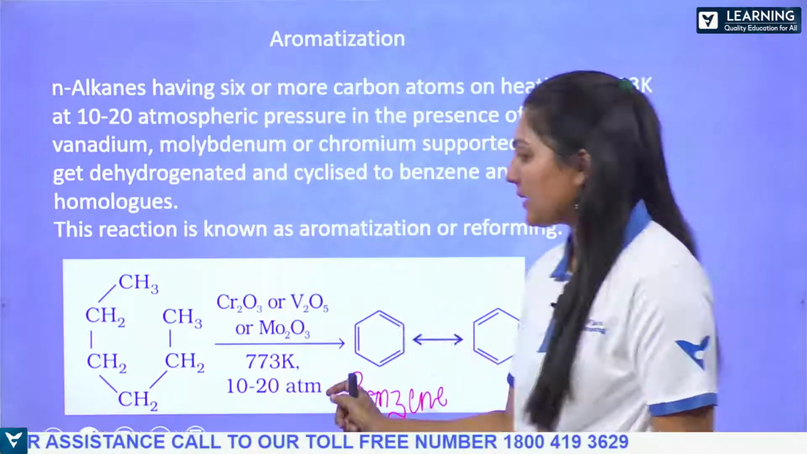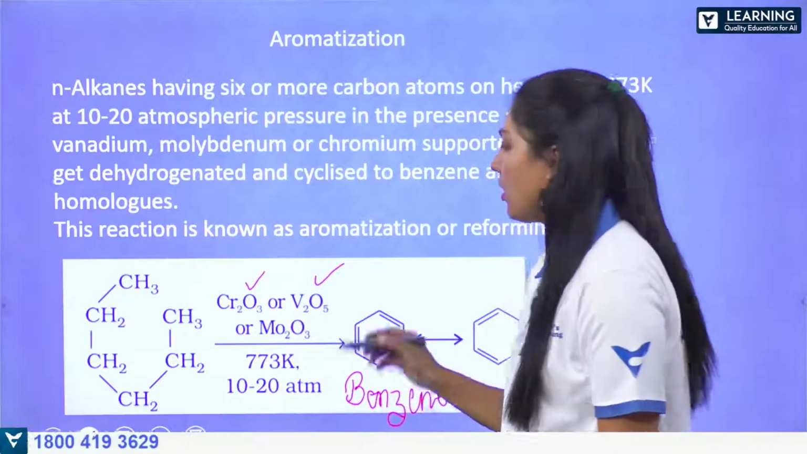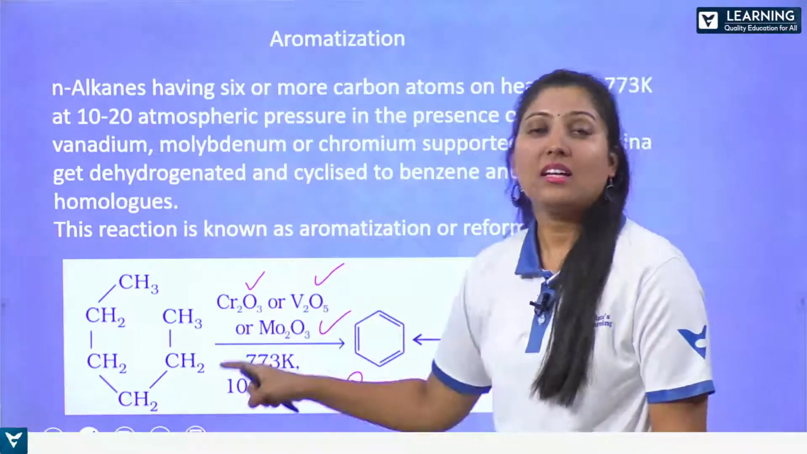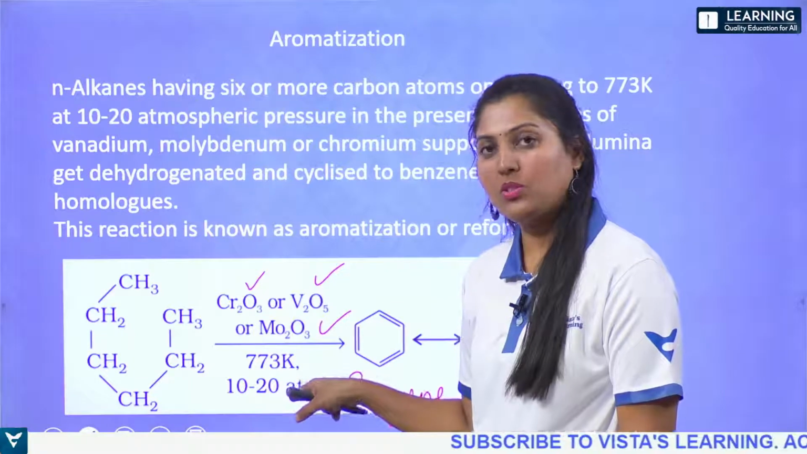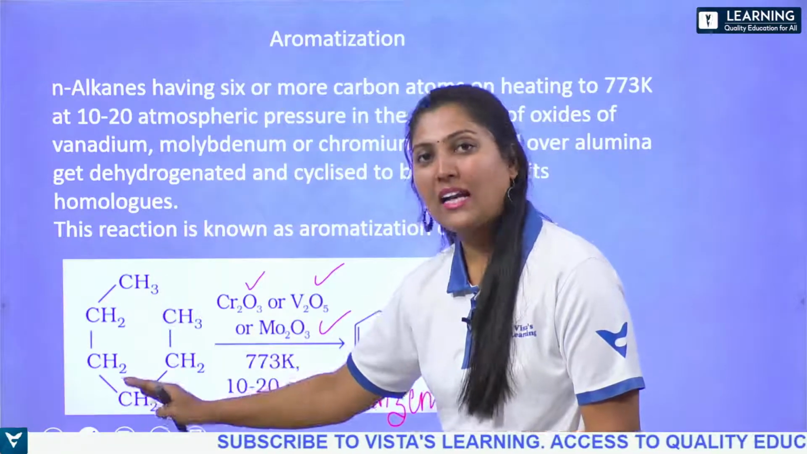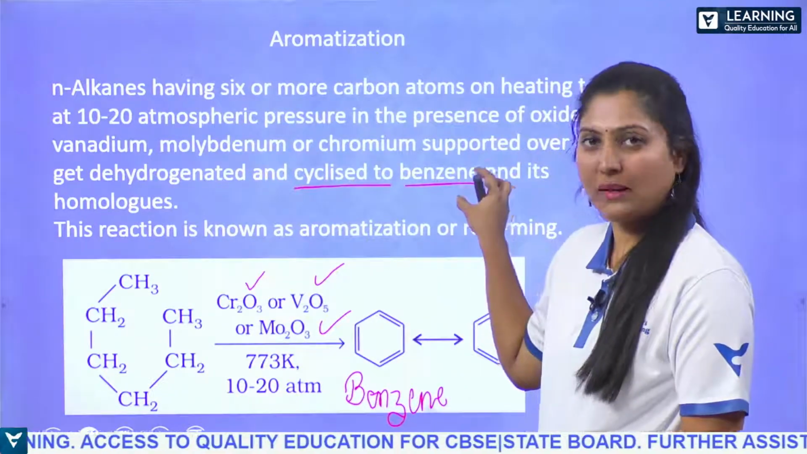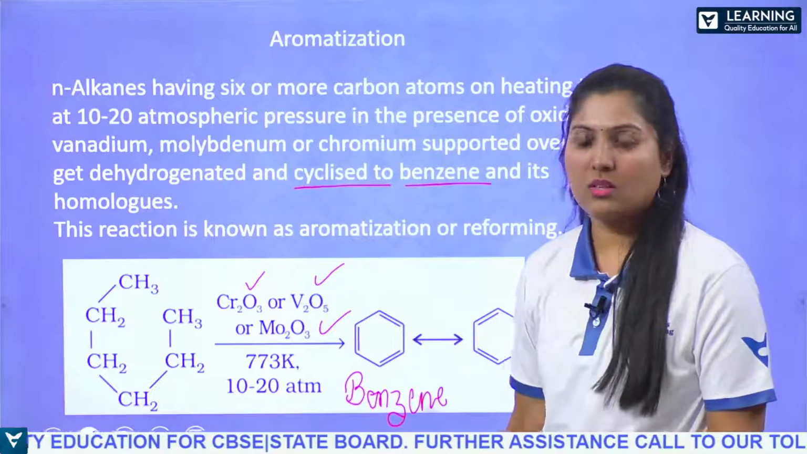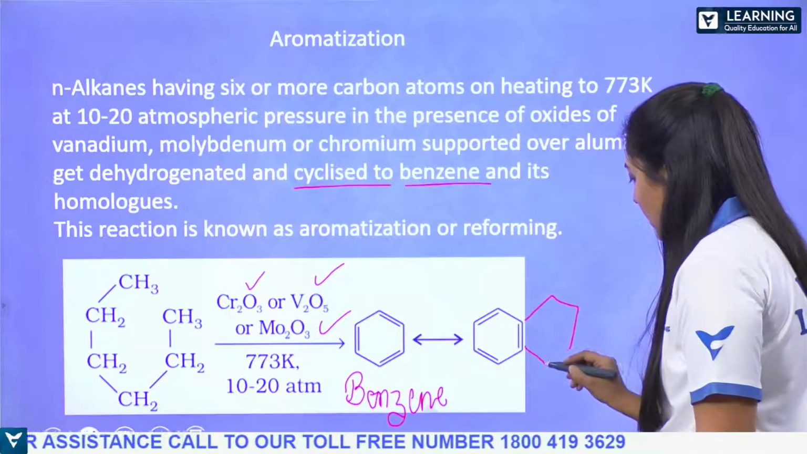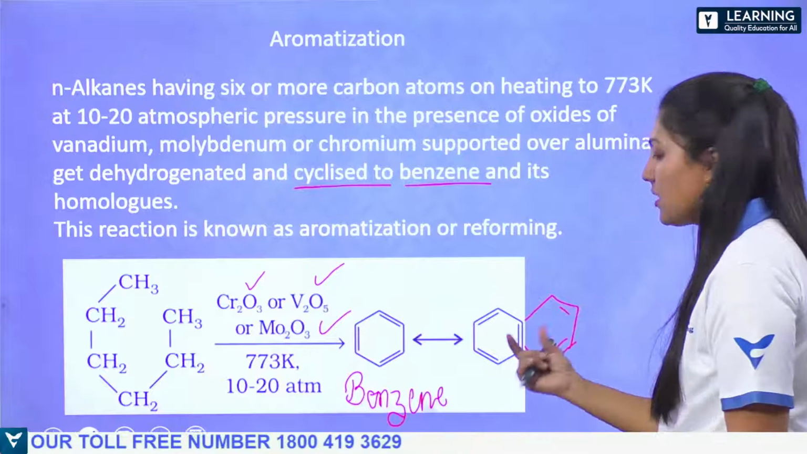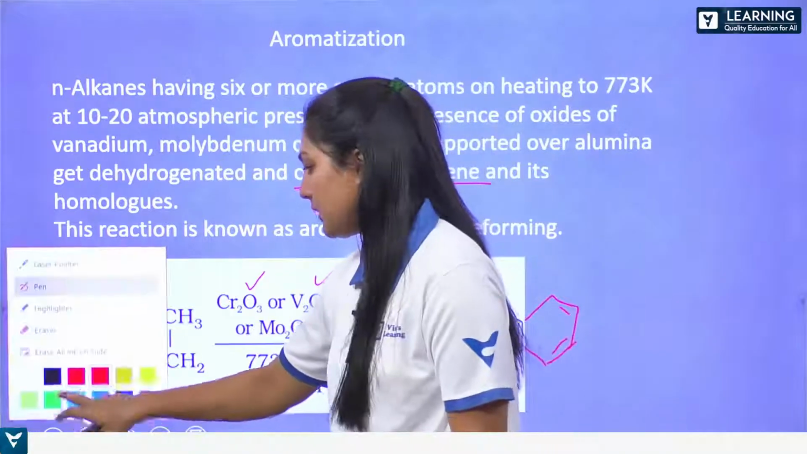So what happens in the presence of either chromium oxide, vanadium pentoxide, or molybdenum trioxide, at 10 to 20 atmospheric pressure and 773 K temperature, is that the N-alkane is converted, or cyclized, to the benzene ring or its homologues. Homologous means if I have one single benzene ring, I can take the other long chain converted to this other family of benzene. So we can call it a homologue of benzene.